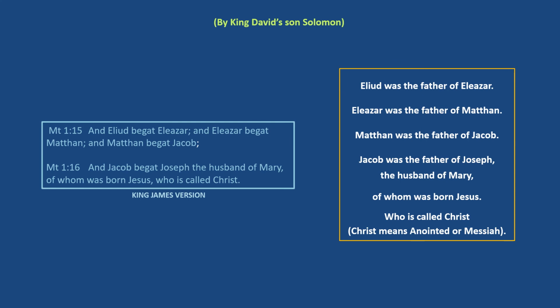Eliad was the father of Eleazar. Eleazar was the father of Mathan. Mathan was the father of Jacob. Jacob was the father of Joseph, the husband of Mary, of whom was born Jesus, who is called Christ. And Christ means anointed or Messiah.